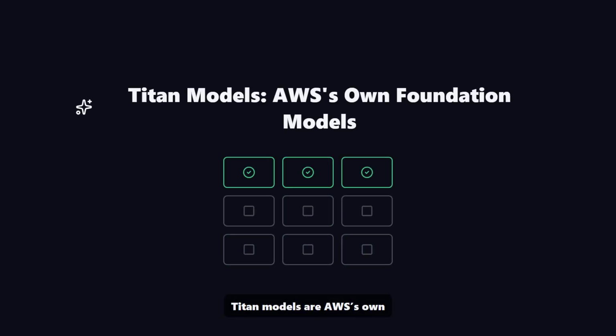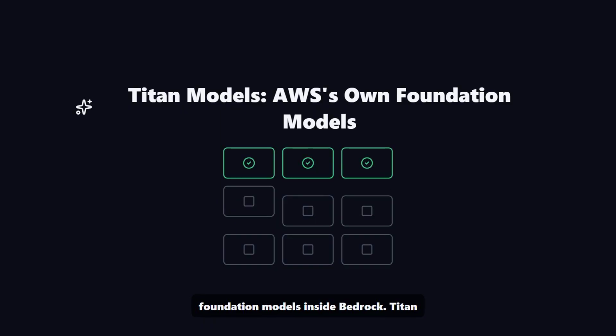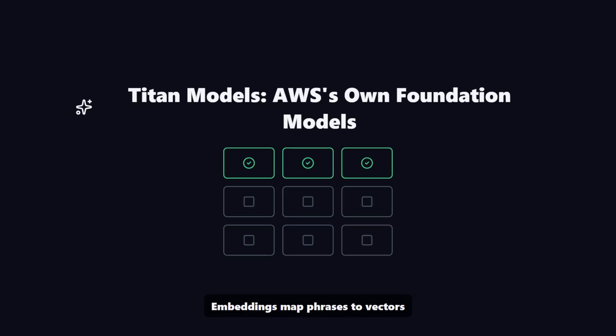Titan models are AWS's own foundation models inside Bedrock. Titan embeddings map phrases to vectors. Open the Bedrock playground and cluster dog and puppy to see it. Here's a gotcha most candidates miss. Titan Image Generator can include watermarks that are resilient to many common edits, and the exam loves that because candidates often assume watermarking is only for text. This week, drag a few phrases into the Embedding Similarity tool and watch the cosine distances light up.